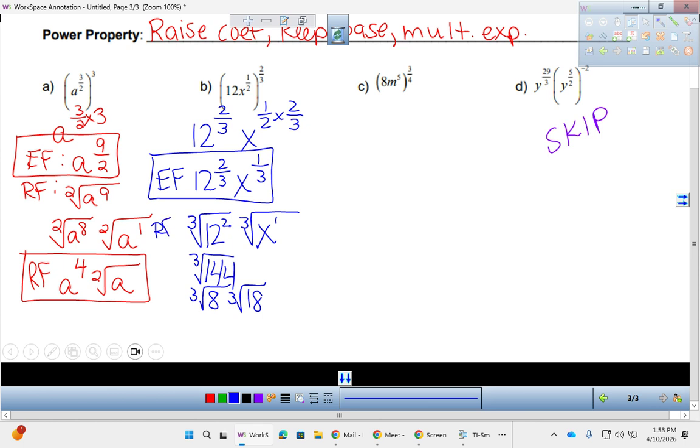The third root of 8 is 2. And the third root of 18 is not 6. If you type the third root of 18 into math 5, it's still just the third root of 18. What should I do with the third root of x to the first? Leave it. So I'm going to just throw it inside here with this. You can't simplify the third root of x to the first. All right, you guys try C. It's super similar to B. I'm going to give you a minute or two to give that one a shot, and then we'll go over it.